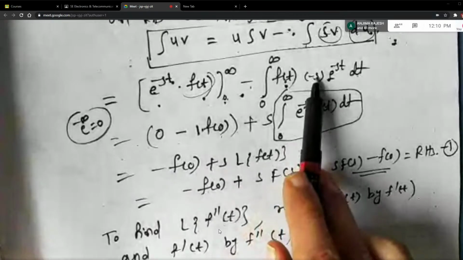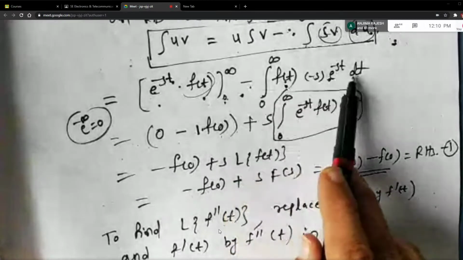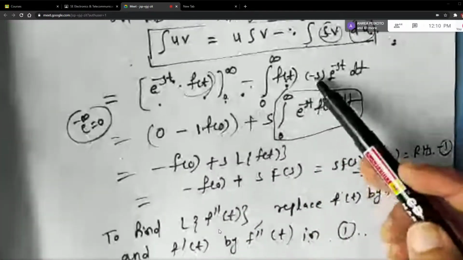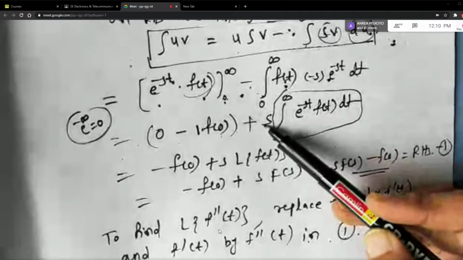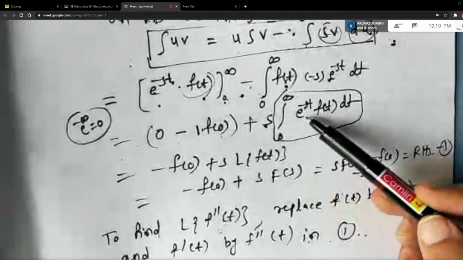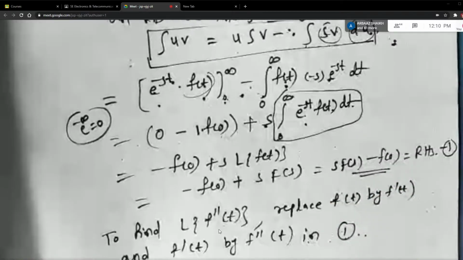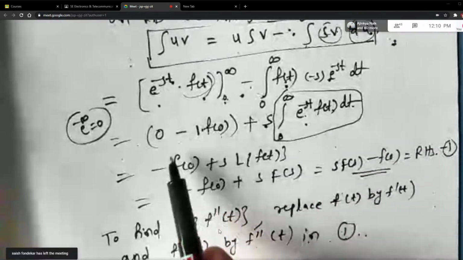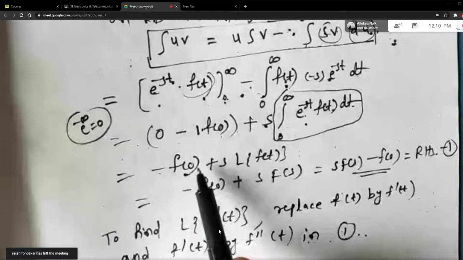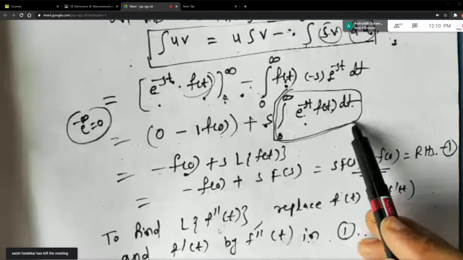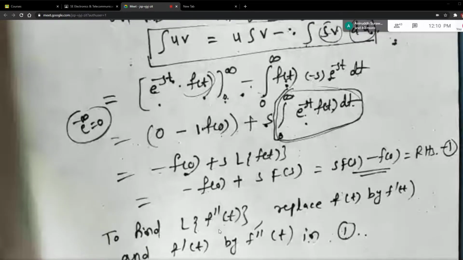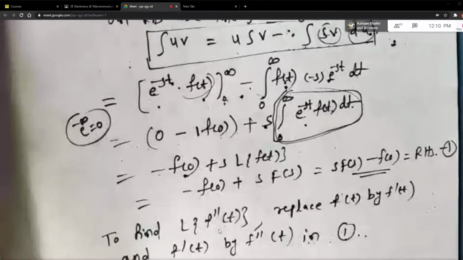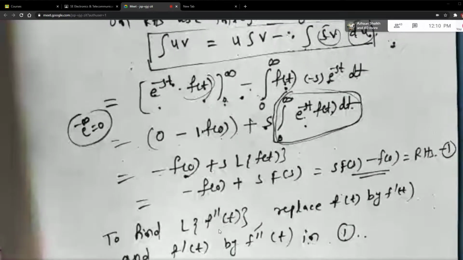Now this minus s can be taken out of the integration because it is with respect to t. So minus minus will become plus, and then the integral from 0 to infinity of e raised to minus st f of t dt. Now only minus f of 0 is remaining here. Who will tell me what this integral is? If you compare it with the formula, what is this integral?